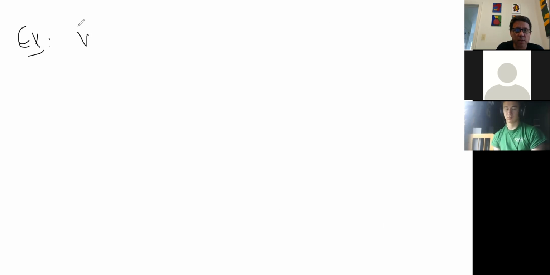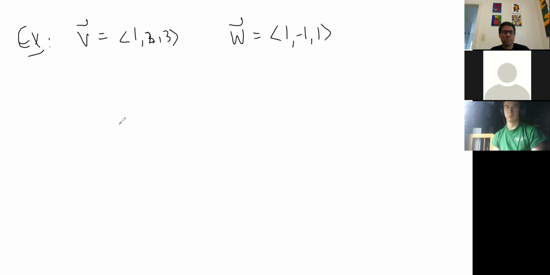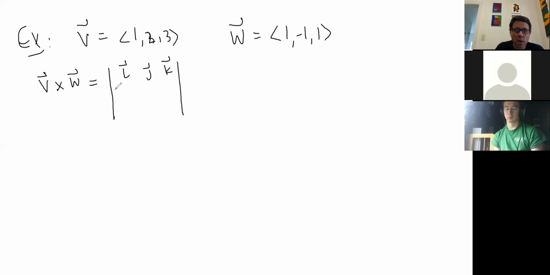Go back to the one we had. So v is 1, 2, 3, and w is 1, minus 1, 1. So v cross w, I write it in this determinant form. I will get i, j, k, then 1, 2, 3, and 1, minus 1, 1.